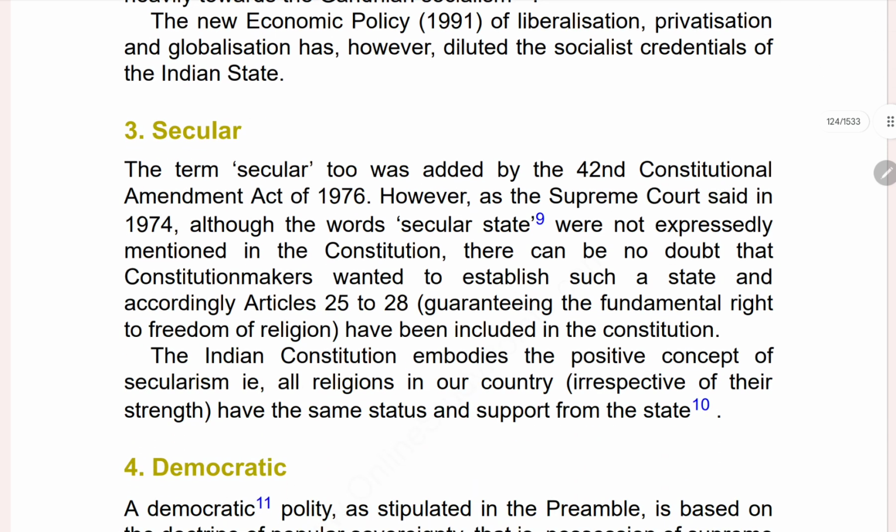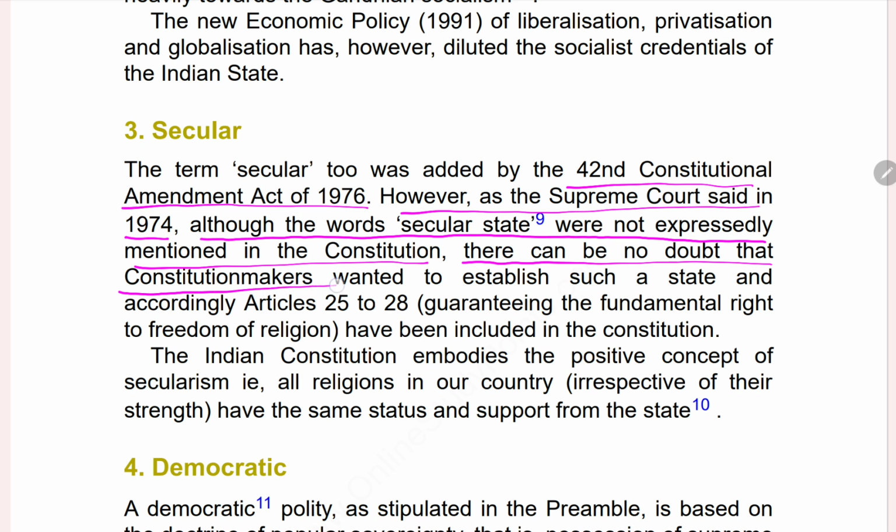We will see a new concept, secular, because the word secular was also added by the 42nd Constitutional Amendment in 1976. However, as the Supreme Court said in 1974, although the words secular state were not expressly mentioned in the Constitution, there can be no doubt that the constitution makers wanted to establish such a state, and accordingly Articles 25 to 28, which guarantee the right to freedom of religion, have been included in the Constitution. So originally when the Constitution came into existence, there was no word secular, but secular is an old concept in the Indian context, because in Articles 25 to 28 we talk about the freedom of religion.